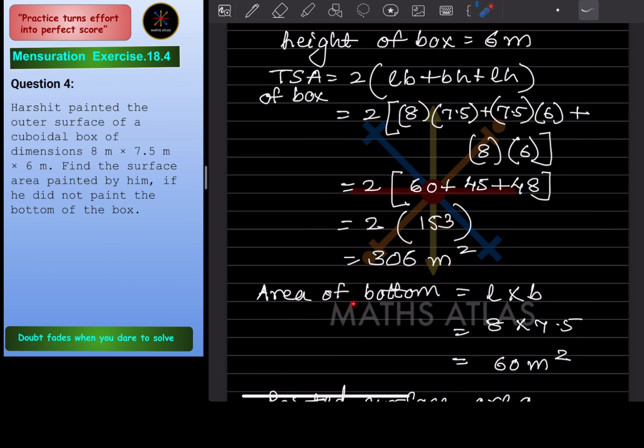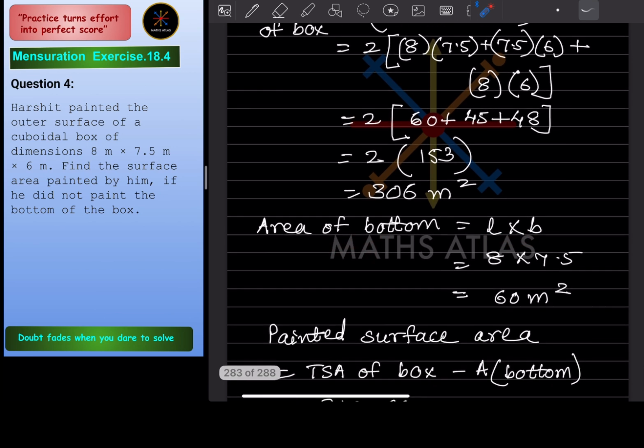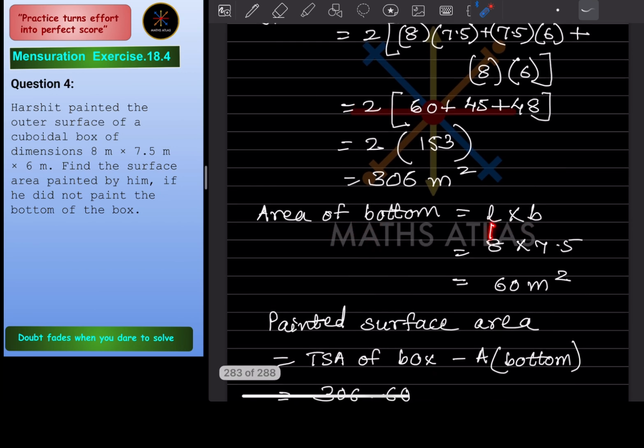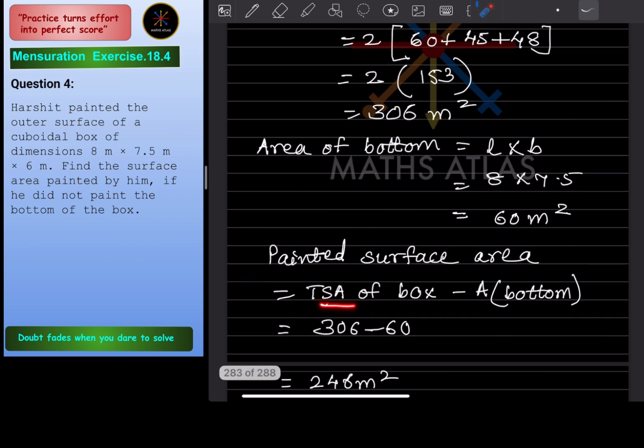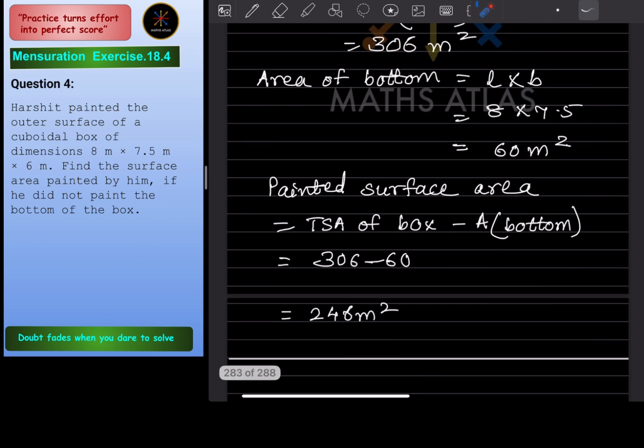So now we have to find the area of the bottom. Area of the bottom, which is in the form of a rectangle, so length into breadth. That length is 8 and this breadth is 7.5, which is going to be 60 meters square. Now we have to find the painted surface area. Since we don't have to include the bottom, what will you do? TSA of box minus area of the bottom. So we got this 306 minus 60, which will be 246 meter square.